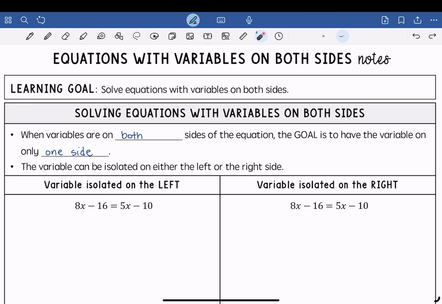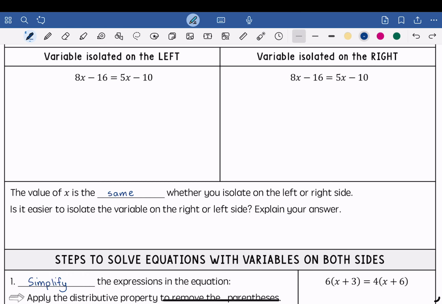So we're going to explore and see what happens to the solution, the calculations, when we isolate within the same equation on the left side versus the right side. So starting on trying to isolate the variable on the left side, we have the equation 8x minus 16 is equal to 5x minus 10.